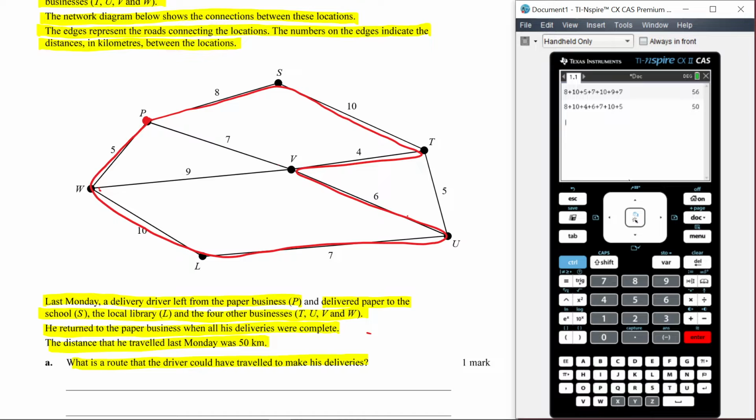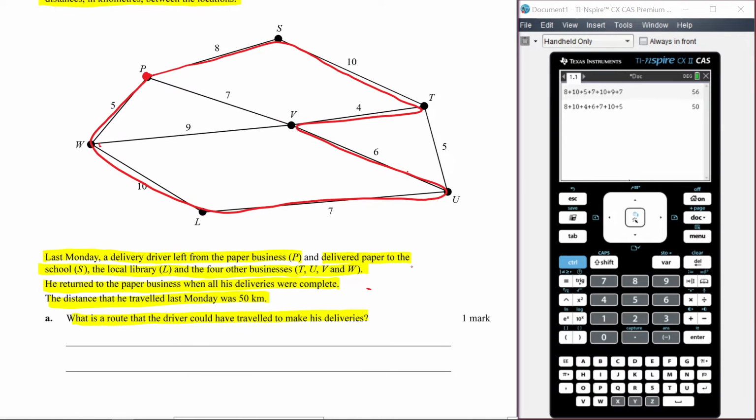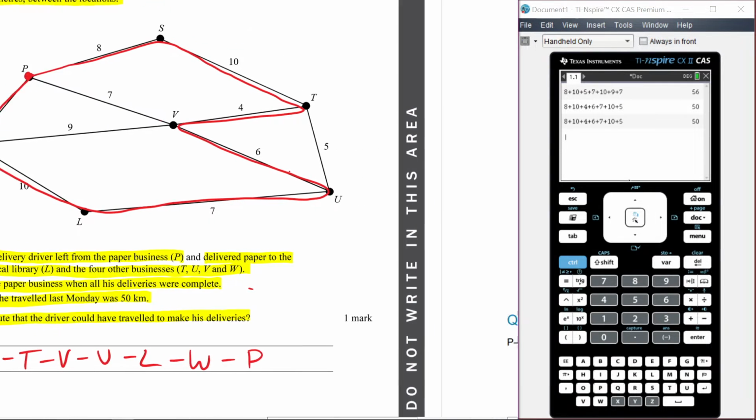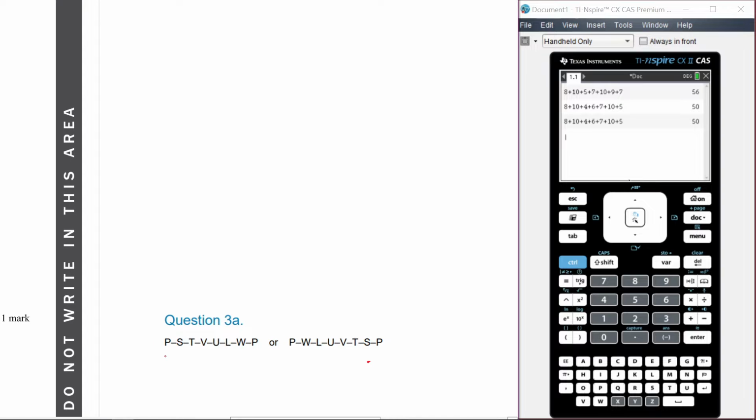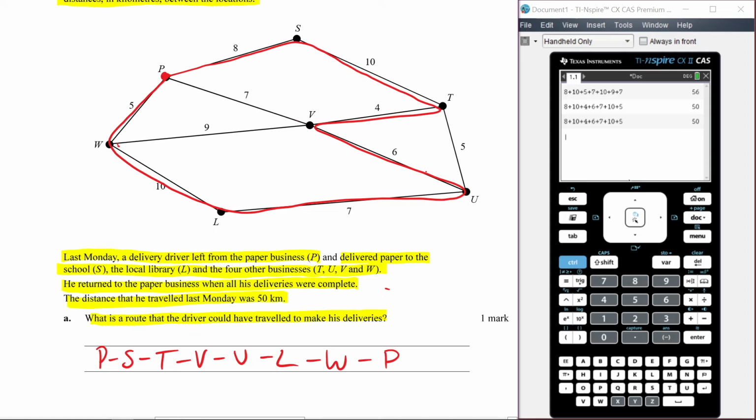And now, when I calculate that, 8 plus 10 plus 4 plus 6 plus 7 plus 10 plus 5. That's 50. So that's my answer. So I started at P, and I went S, T, V, U, L, W, back to P. So P, S, T, V, U, L, W, P. And that is our answer.